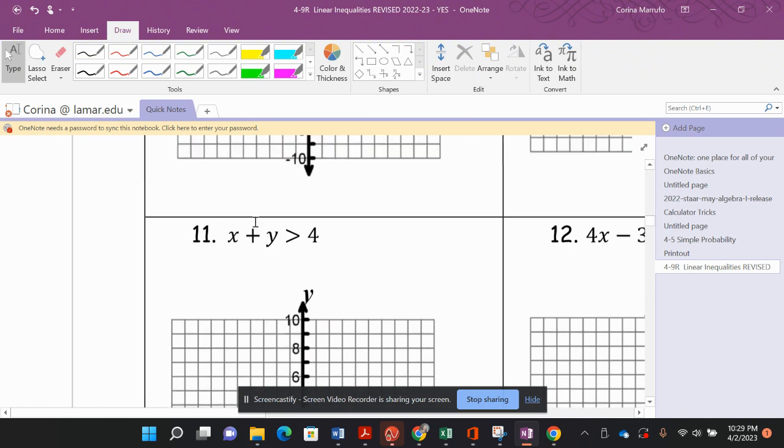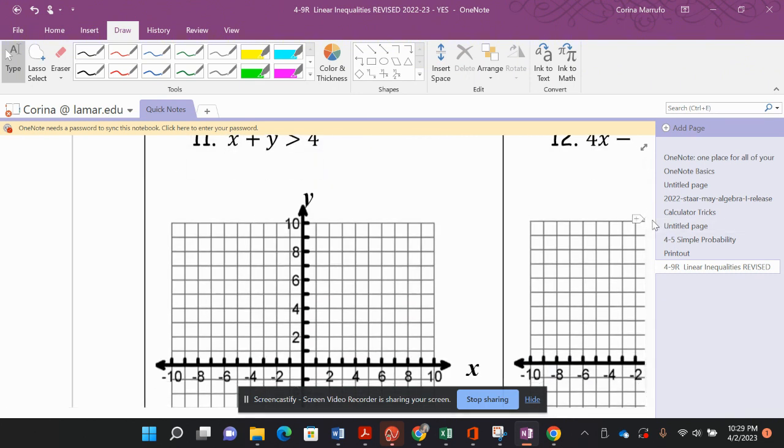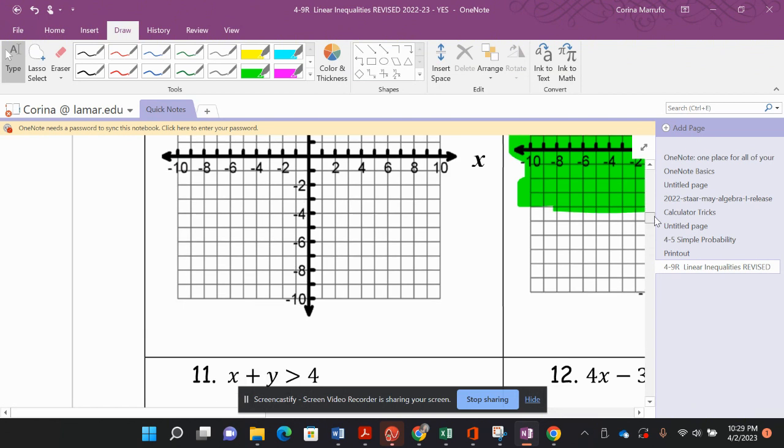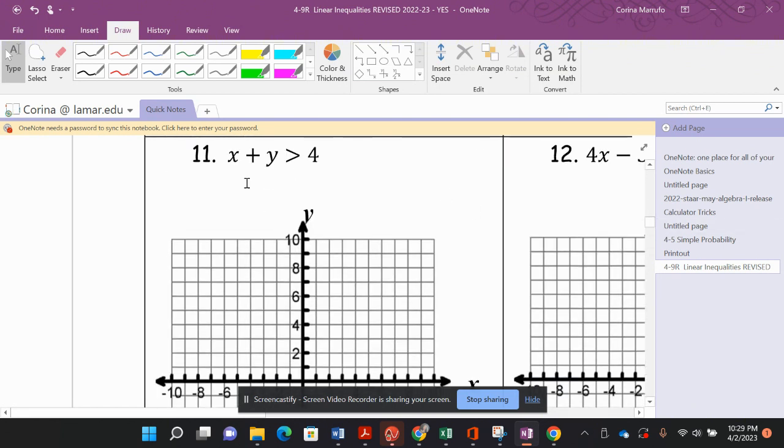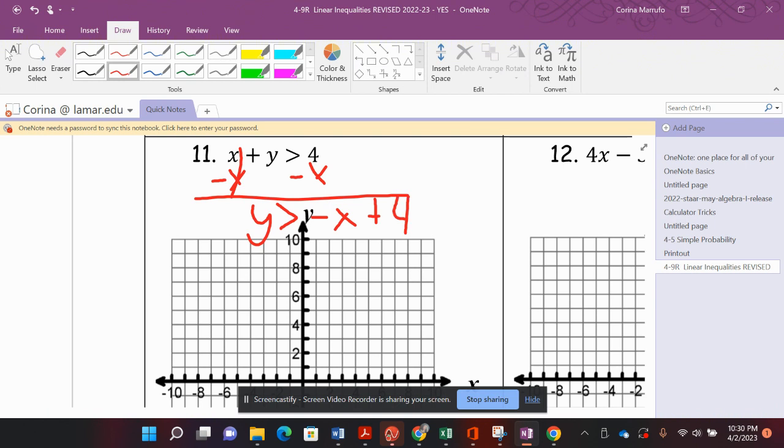Let's look at number 11. So this says x plus y is greater than 4. So first I'm going to change it into slope-intercept form by moving the x to the other side, and we do that by subtracting x. What we do to one side, we do to the other side, so we get y is greater than negative x plus 4. The 4 is positive. So here, my y-intercept is 4, so that's where we're going to begin.